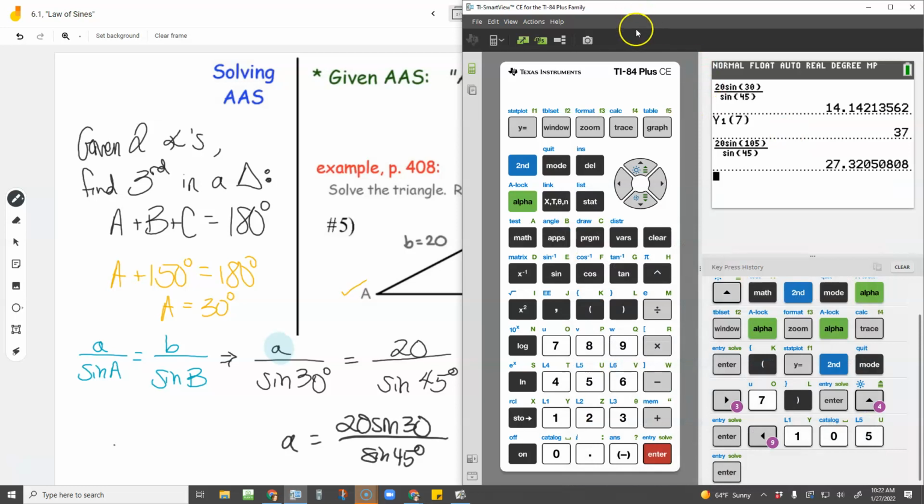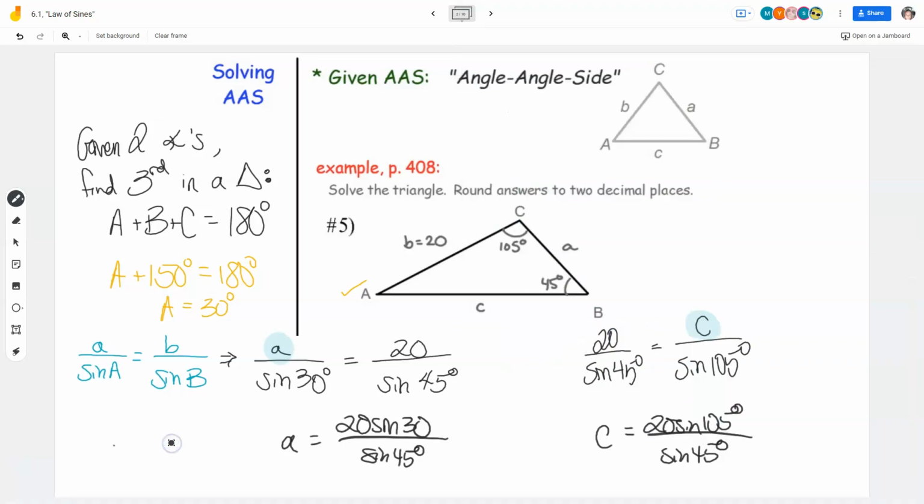That's cool. All right, so the final answer is 14 point. What's WebAssign normally do? Is it 2 decimals? I like 3. 14.142. Are there any units? Nah. All right. Are we ignoring the directions? Yeah. And then this one was, who has it in their calculator? Because they're doing it with me.